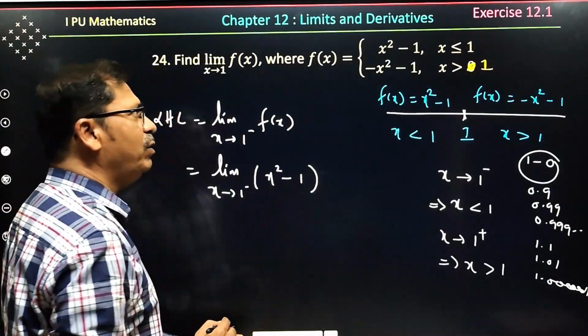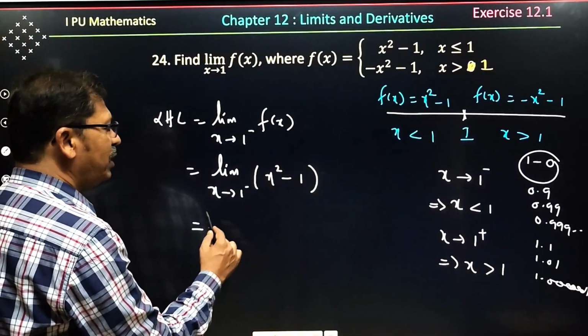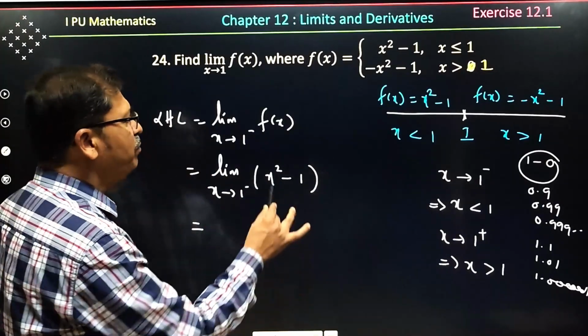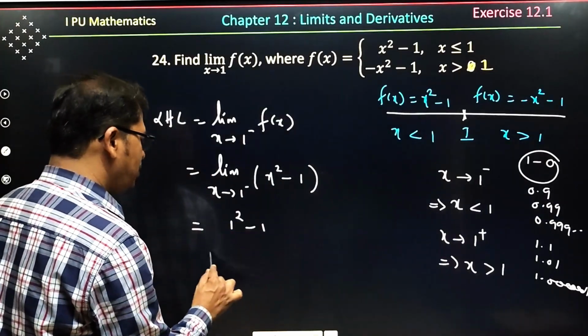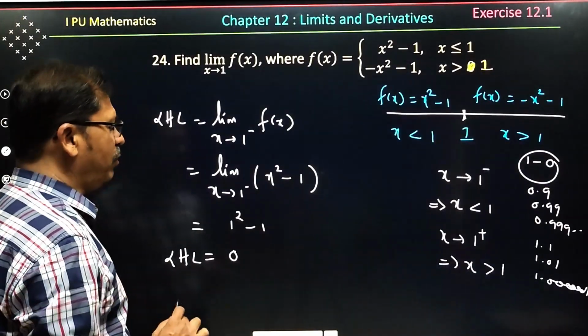You must understand why we took this one out of the two. The pattern is a bit new, so try to understand it. Now evaluate. 1 minus means 1 only. Substitute 1 square minus 1, which is equal to 0. So the left hand limit on simplification, you are getting 0 here.